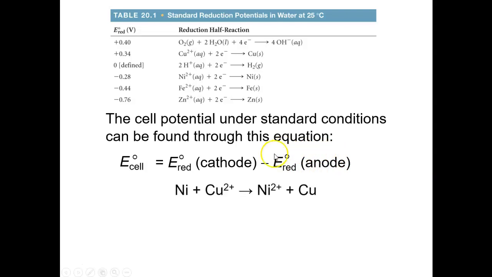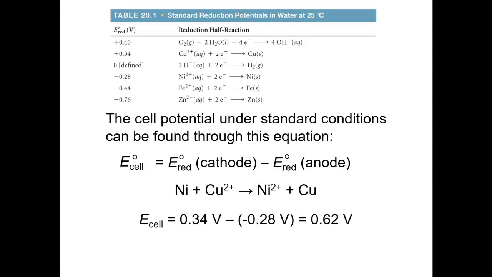And so for this reaction, the nickel half reaction is going to be the anode. Nickel is being oxidized. The copper half reaction is going to be the cathode. Copper is being reduced. And therefore, when I plug those numbers into that equation, the reduction potential for copper is positive 0.34. The reduction potential for nickel is negative 0.28. So 0.34 minus negative 0.28 is equal to 0.62 volts. That would be the cell potential for this cell.